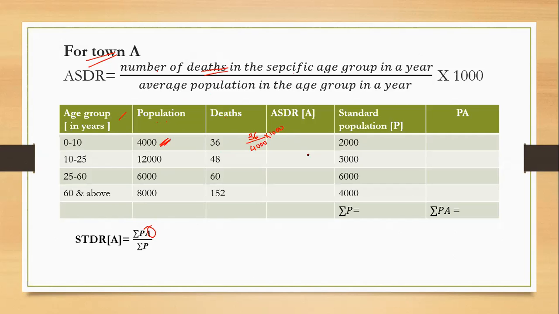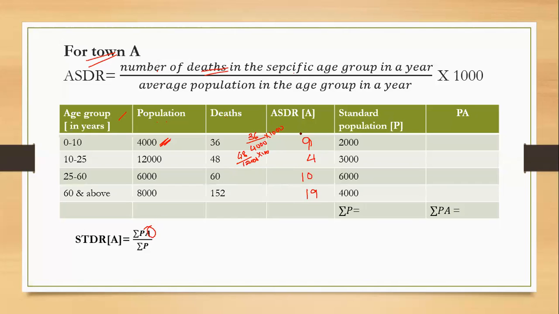Yes, good, 9. For the second one, what is the answer? That is 48 divided by 12,000 into 1000. Yes, good, 4. Next, 60 divided by 6,000 into 1000. Yes, Pooja, correct, 10. And for the last one, 19. Okay, so now you know how to calculate ASDR.